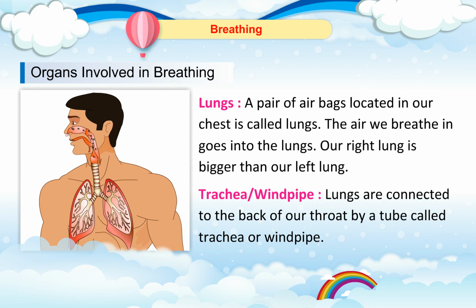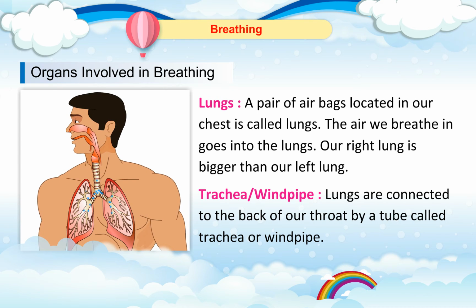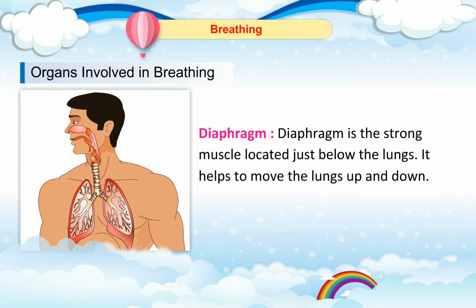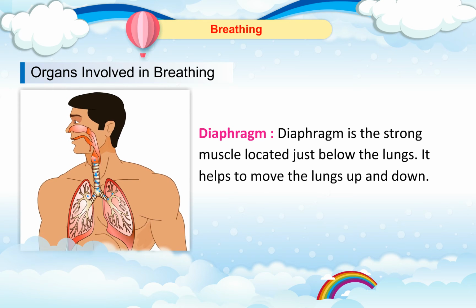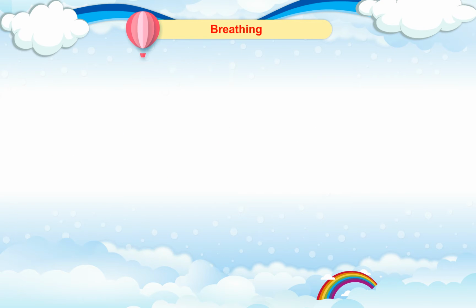Trachea or windpipe. Lungs are connected to the back of our throat by a tube called trachea or windpipe. Diaphragm. Diaphragm is the strong muscle located just below the lungs. It helps to move the lungs up and down.